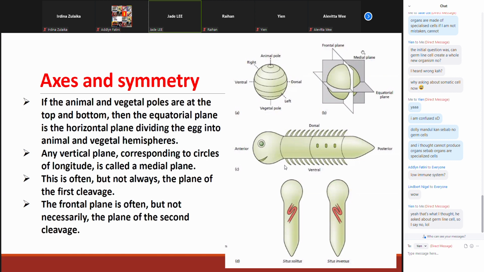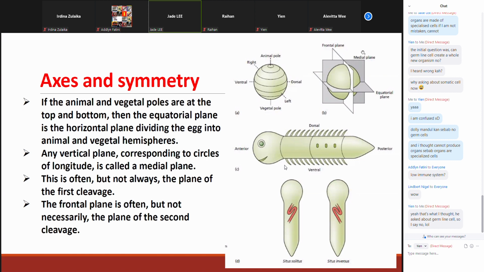Okay. So if you look at an animal here, this is the embryo. The head part is what we call the anterior. The tail part is called posterior. The upper part and the lower part, we call this the top, this the bottom. So this is dorsal ventral. And we have the situs solitus and the situs inversus. This is how the internal structures are oriented. And the frontal plane is often, but not necessarily, the plane of the second cleavage.